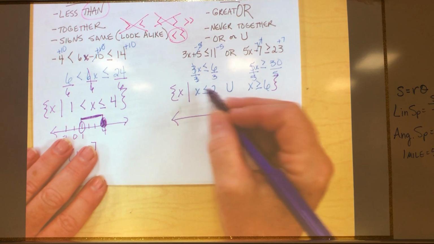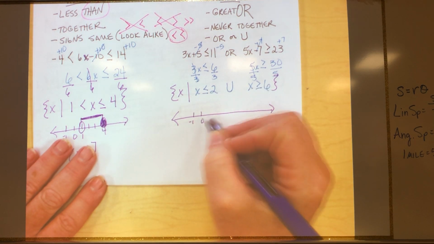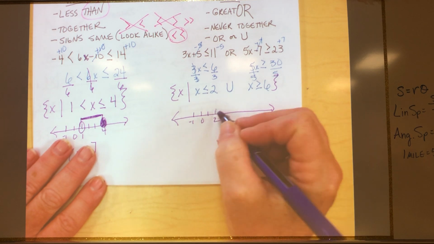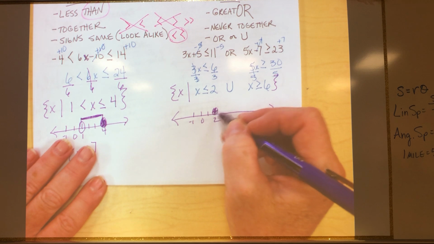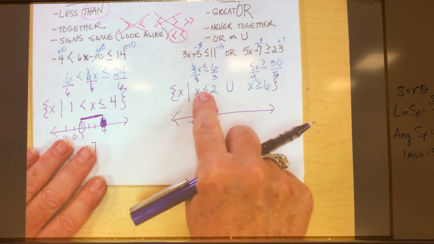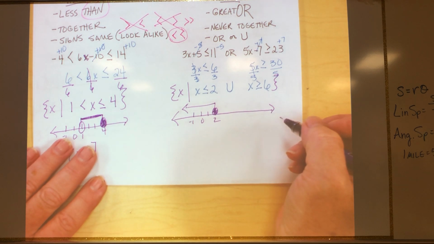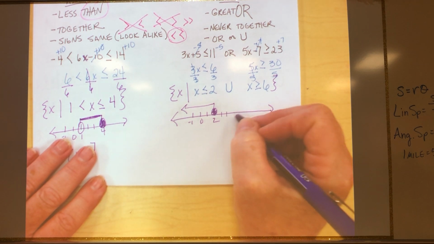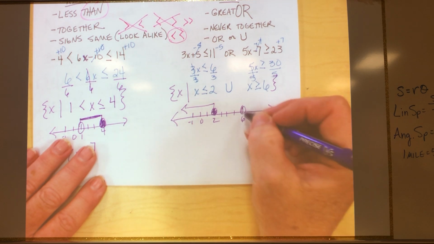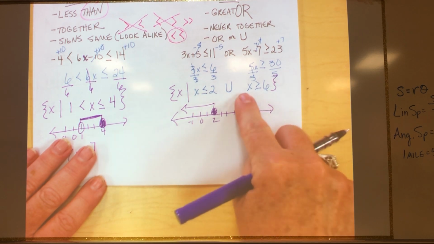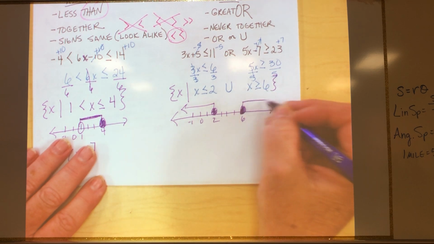So I'm going to graph this, and then I'm going to graph this. So, -1, 0, 1. Here's my 2. I'm going to circle it. Do I fill it in? Yes. Reading, it says X is less than, and a less than goes to the left. All right? 3, 4, 5, 6. I circle 6. Do I fill it in? Yes. It says X is greater than 6, and greater than goes to the right.